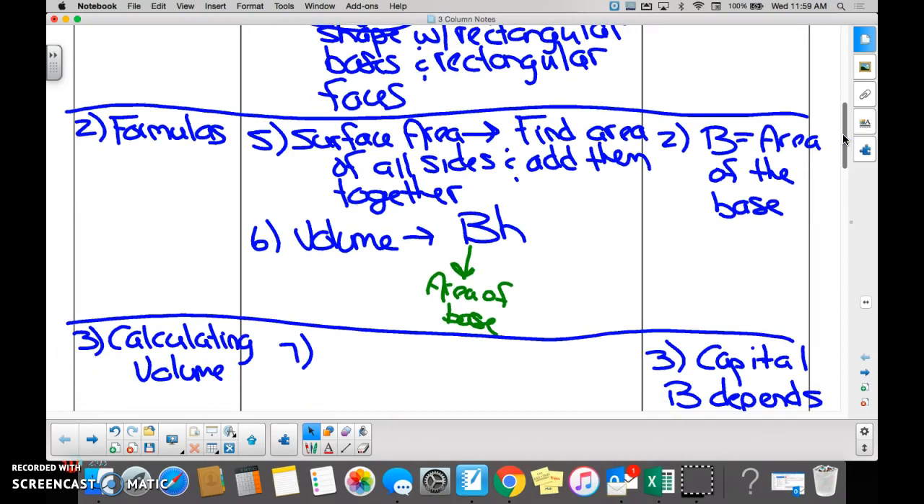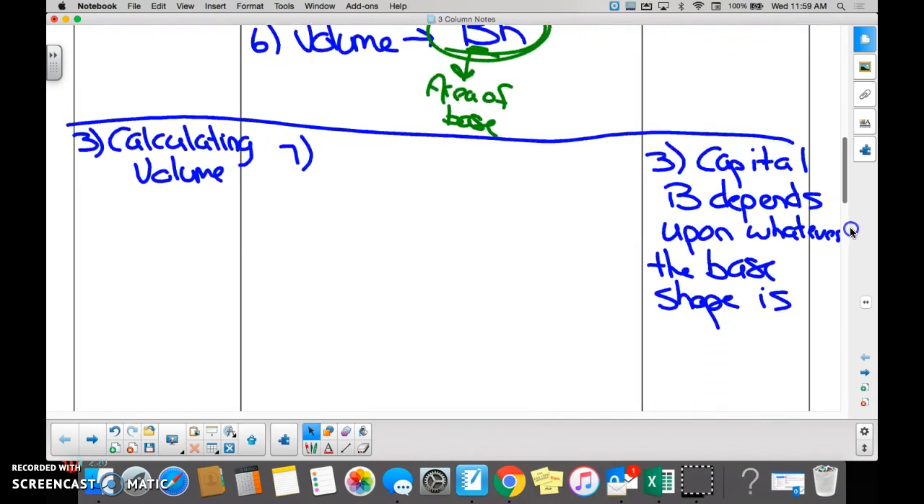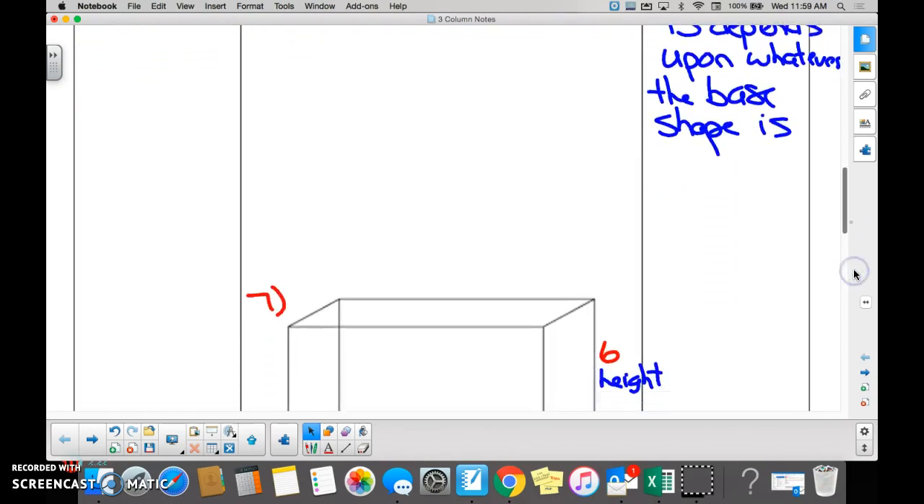Volume. What's the formula for volume? Everybody on the count of 3. 1, 2, 3. Capital B times height. Capital B times H, or area of the base times height. You need to know what a capital B is. And I think you all know what a capital B is now, right? Yes. Okay, calculating volume. I have to slide down because my shape moved way down here.